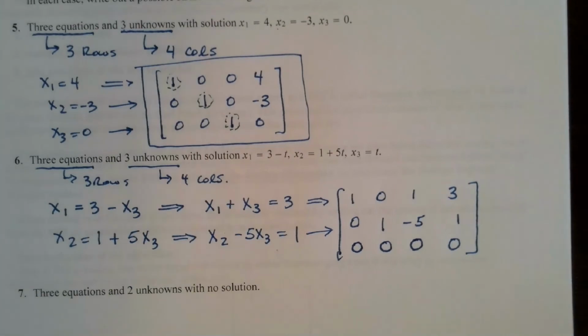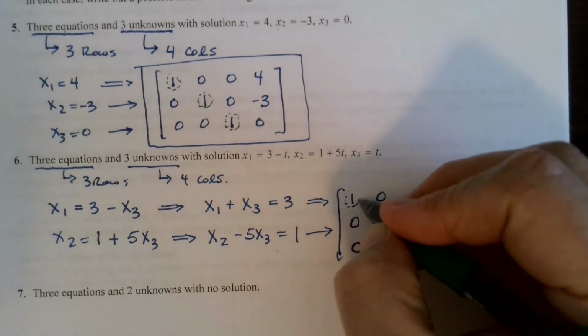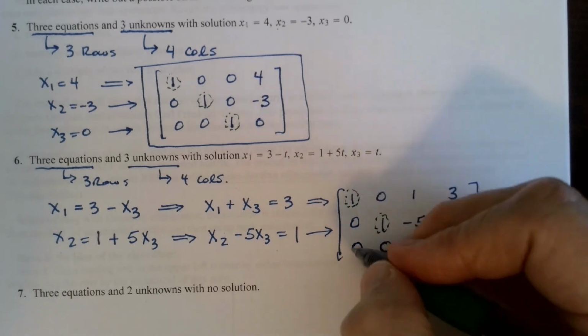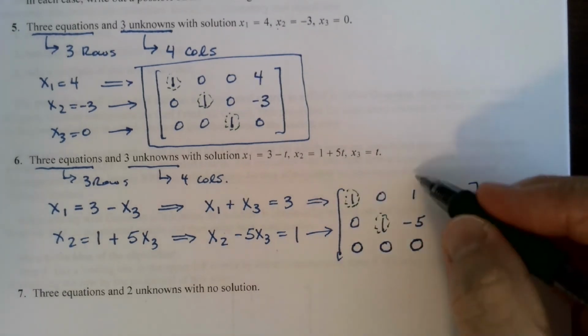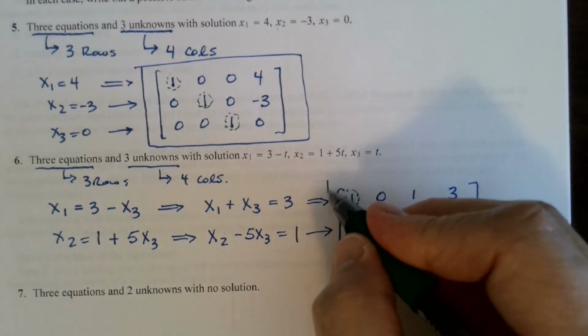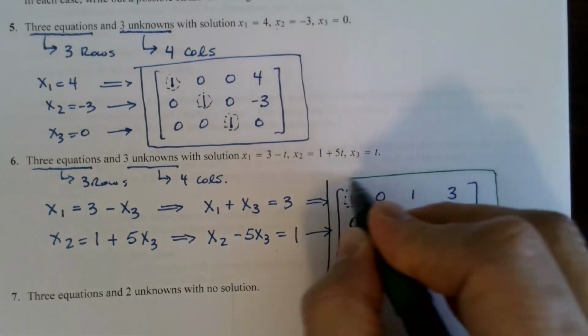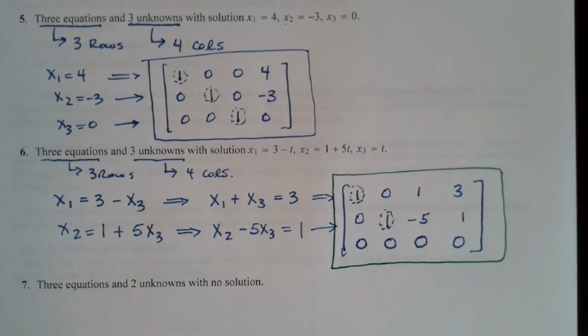And notice again, my leading ones are in the first column and the second column, corresponding to my fixed variables x sub 1 and x sub 2. There's no leading one in my x sub 3 column, and so that is a free variable and would become the parameter. So again, working backwards, this is the corresponding reduced row echelon form.